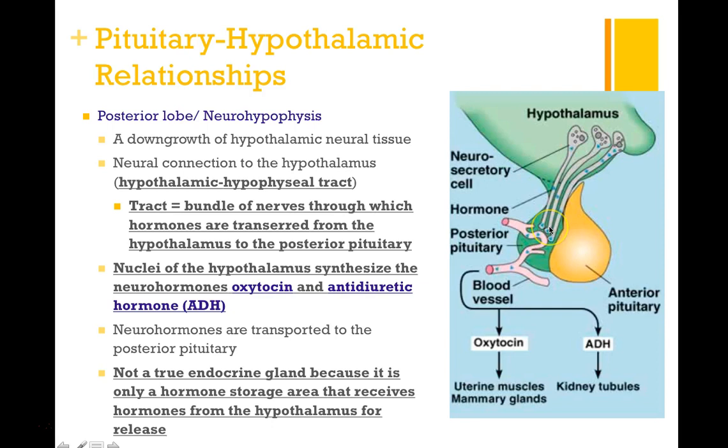So what is very interesting about this posterior pituitary gland is that it is not a true endocrine gland. Reason being is that the hypothalamus is the one that actually synthesizes the neurohormones oxytocin and the antidiuretic hormone, or ADH. Then it travels down the axon and is stored in the posterior pituitary gland so that when it is needed, it gets secreted into the capillaries and into circulation.